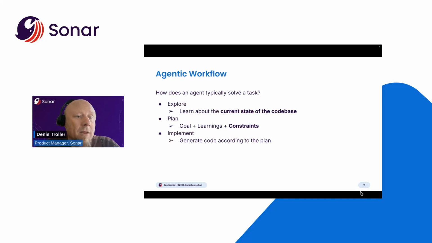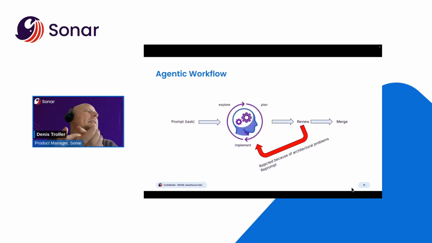Generally speaking, what you want is that at the end of the implementation, the code it generated already conforms to your expectations. So what does that look like? If we look at the next slide, we're going to see that we have an agent in the middle. We give it a prompt. It goes through the explore, plan, implement phases. It generates code that comes to your review, and it could come straight into your terminal if you're using an agent locally.